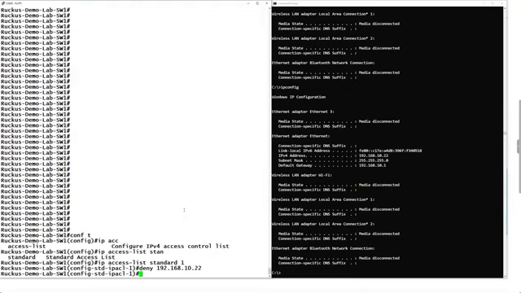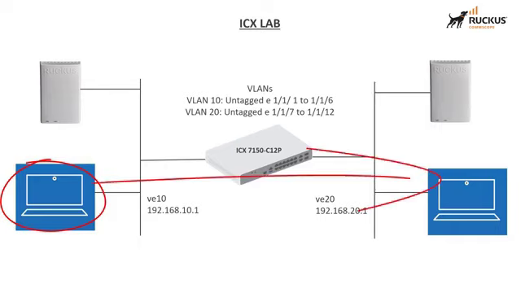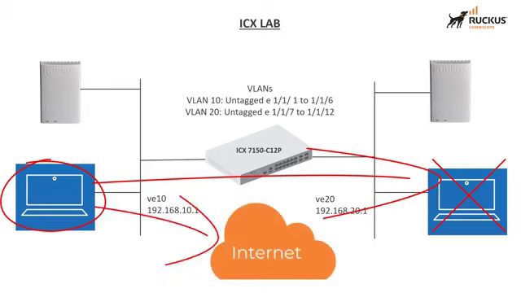Very, very simple. Let me just show you what this is going to look like. Let me just bring up my lab environment. So what we are saying is that my laptop over here, which has that address 192.168.10.22, should not be able to access any of the client devices in VE20, or for that matter, be able to go out and access my internet router.